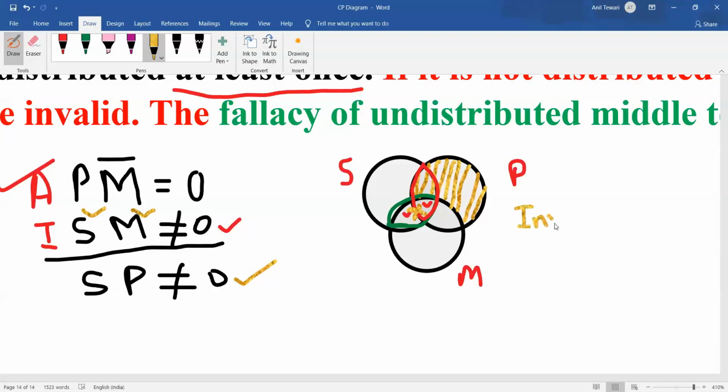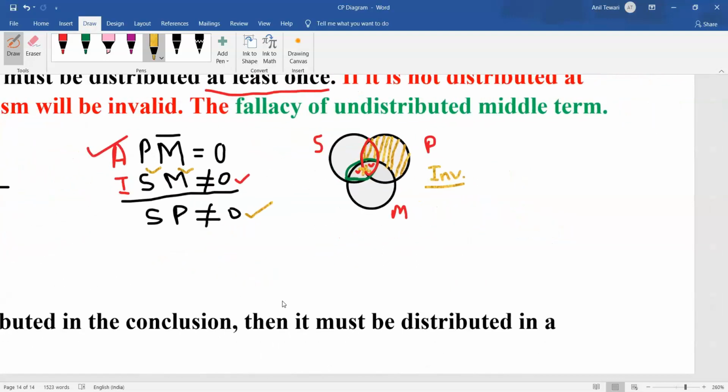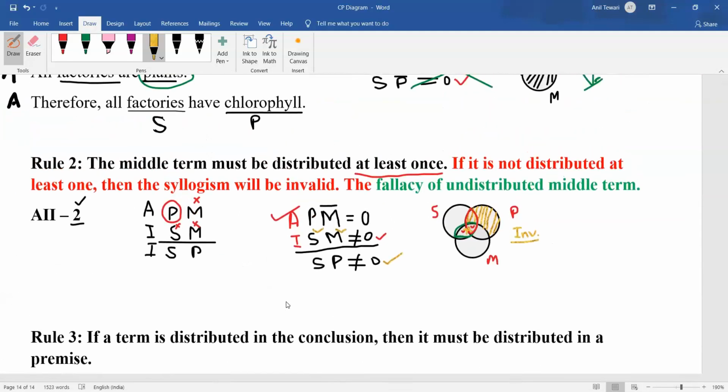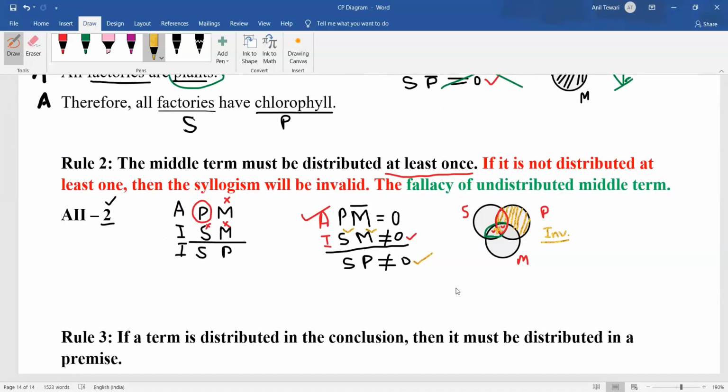is decided invalid. It is invalid because the diagram does not show that the common area between subject and predicate is 0. So this way you have to make decision always. So this is invalid argument, and since this argument is invalid, it has a fallacy. What is that fallacy? That we have seen here, middle term is not distributed. So the name of the fallacy is the fallacy of undistributed middle term.